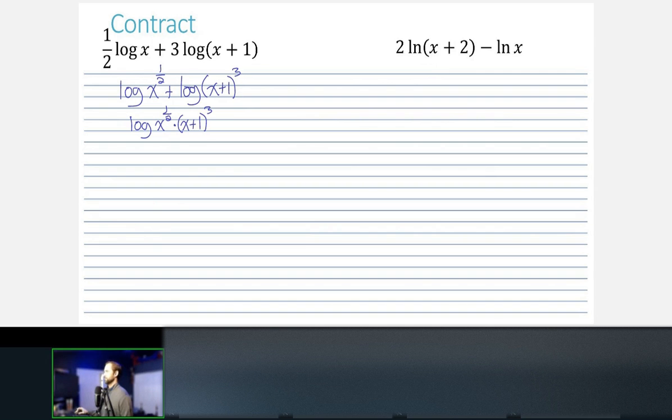Are we done? Yep, make it a radical. Very good. Yeah, that 1/2 power becomes a radical. All right, we done now? Yes, we are.